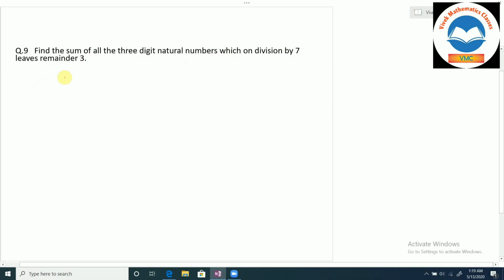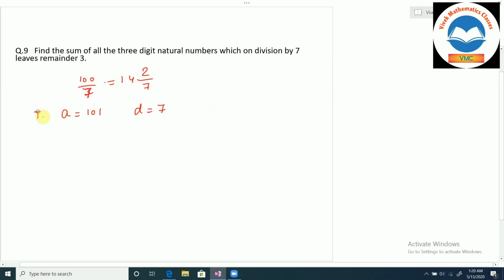Then what is the first 3-digit number? 100. We will check: if we divide this 100 by 7, how much will be the remainder? 4 times 28 is 28, and 2 will be the remainder. This 100 by 7 we can write as 14 and 2 by 7. It means the remainder will be 2. So what should the first number be? The first number should be 101, so that you will get remainder 3. It means the A value we are getting is 101, and the D value is 7.